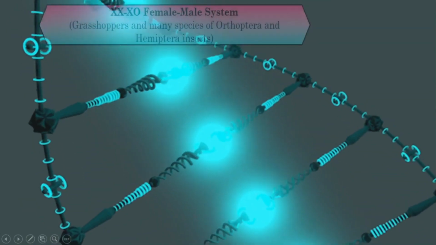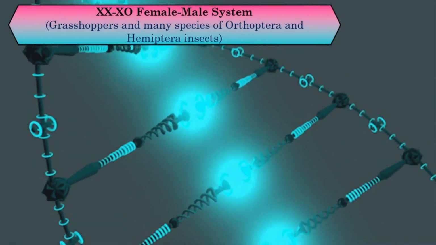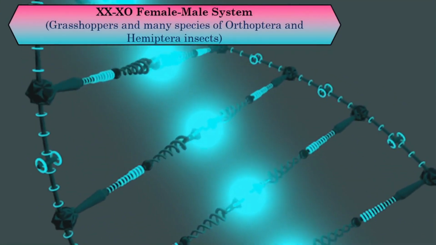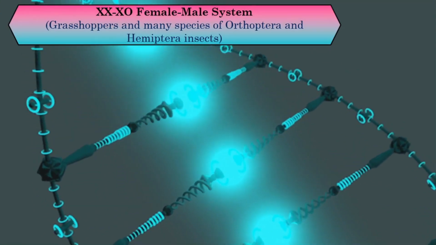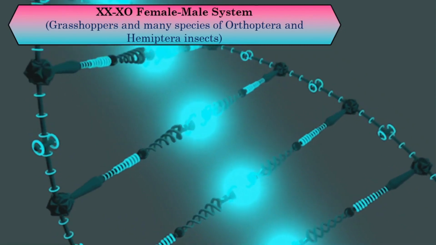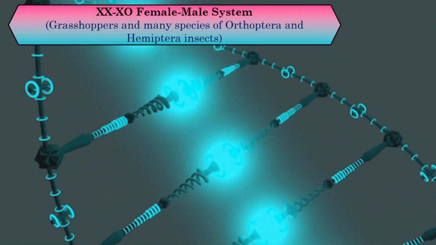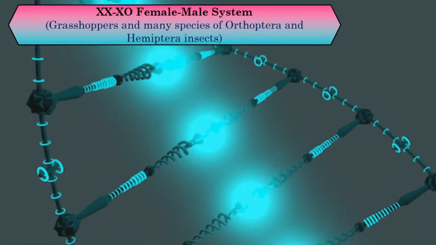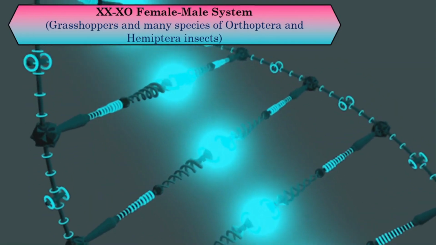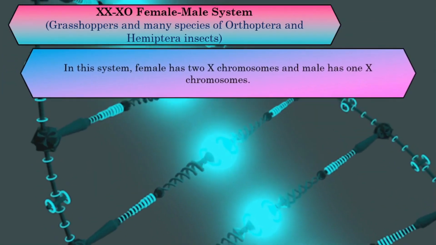The second system under the allosomal sex determination is the XX-XO female-male system, which is mostly found in grasshoppers and many species of Orthoptera and Hemiptera insects. When we say Orthoptera, they are the insects that have straight wings, while Hemiptera are insects that feed on blood. So what is the XX-XO female-male system?